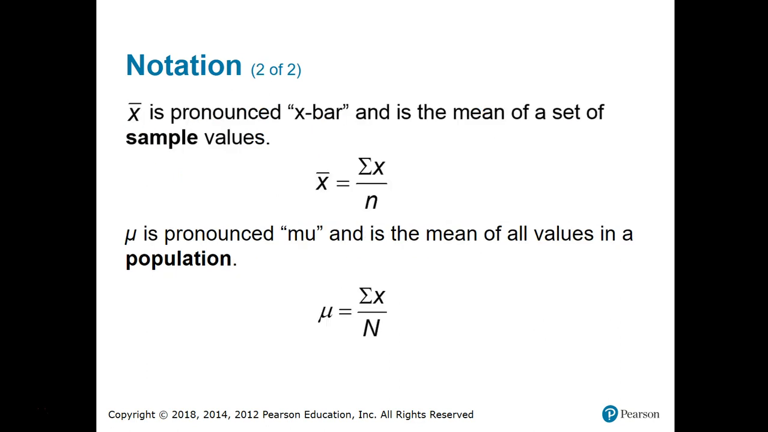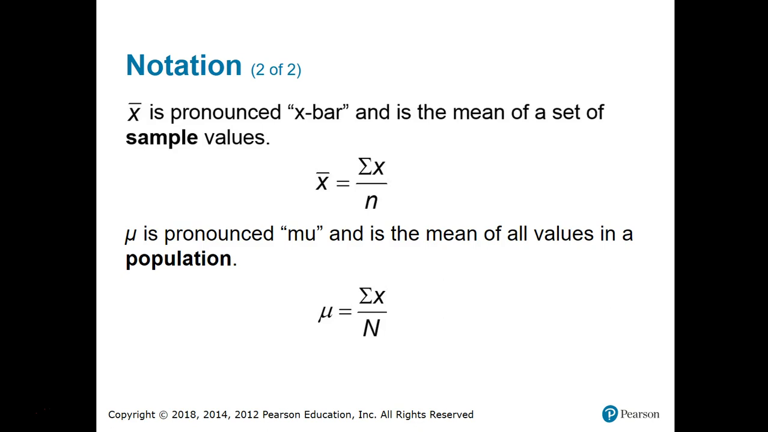Alright. X with a little line on top is called X bar, and that is equal to the mean of a sample. X bar is equal to sigma X over little n. Mu, which is that little Greek letter there, looking like that, is the mean value of all of the population. So mu is equal to the sum of all the x's over big N.